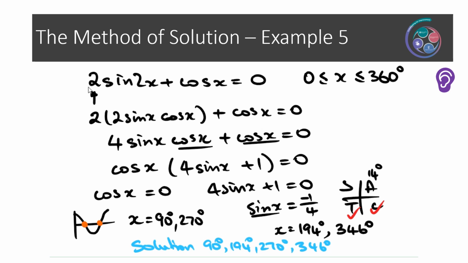Okay, so the only difference with this question was that little 2 at the front, right, just means you double the expansion, but the process after that is exactly the same.